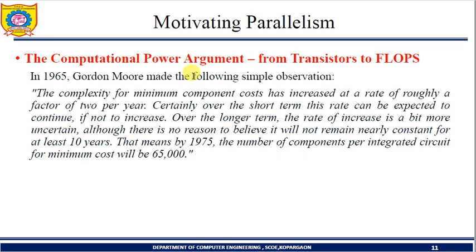So in 1965, Gordon Moore made the following simple observation: the complexity for minimum component cost has increased at a rate of roughly a factor of 2 per year. Certainly, over the short term, this rate can be expected to continue, if not to increase. Over the longer term, the rate of increase is a bit more uncertain, although there is no reason to believe it will not remain nearly constant for at least 10 years. That means by 1975, the number of components per integrated circuit for minimum cost will be 65,000.